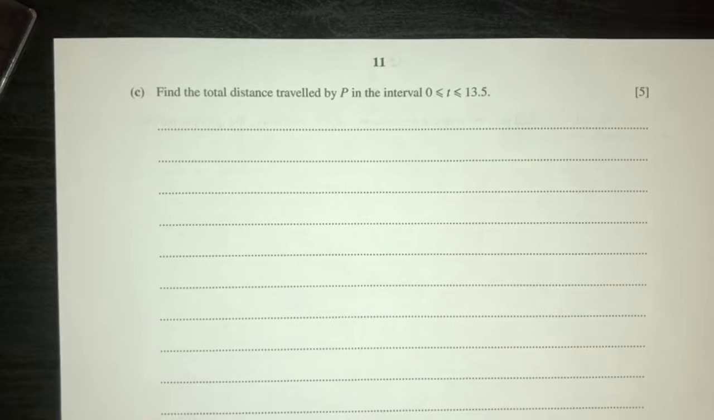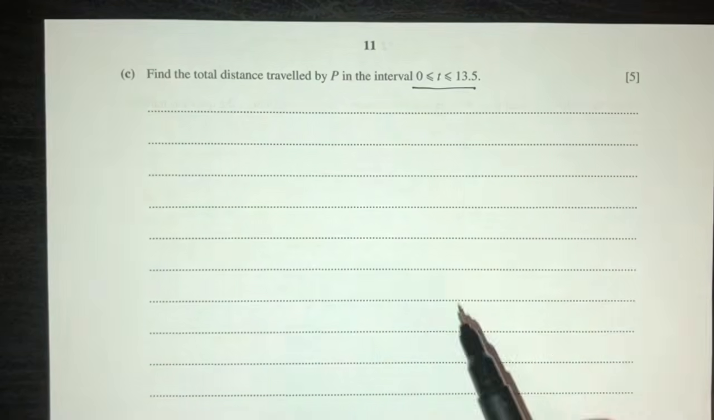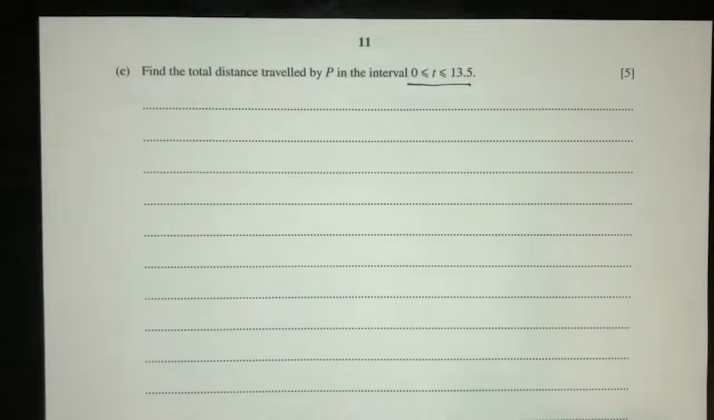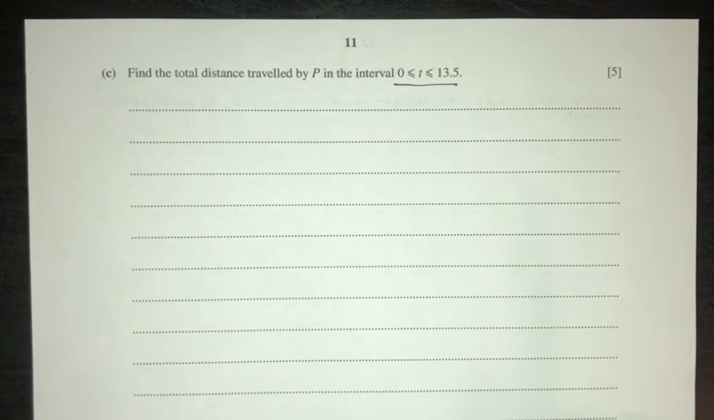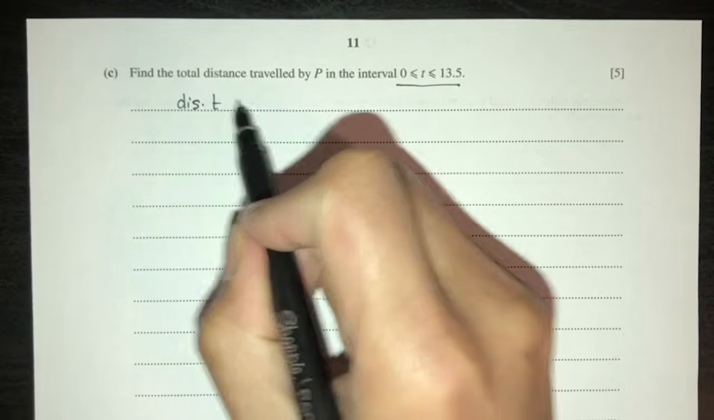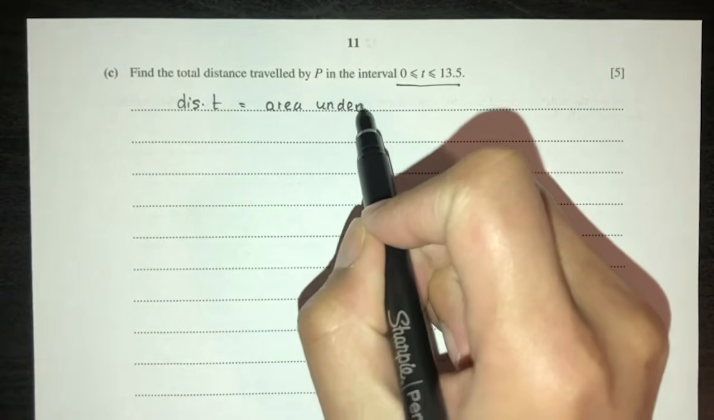Now let's move on to the last part of the question. We have to find the total distance traveled by P in this whole interval. Now, we have been given a velocity-time graph. So as you guys know, the distance traveled will be the area under the graph. So let's write this down. Distance traveled is area under graph.